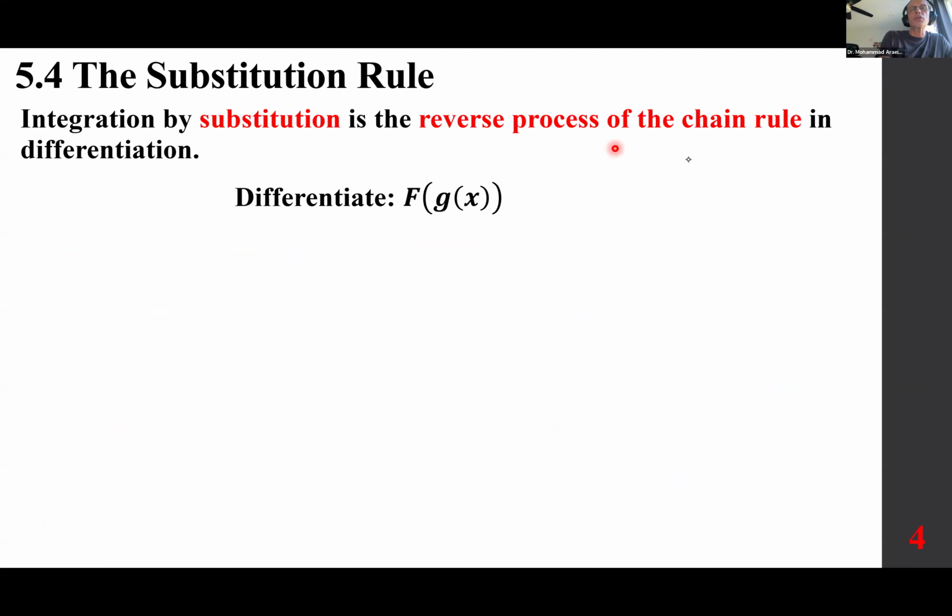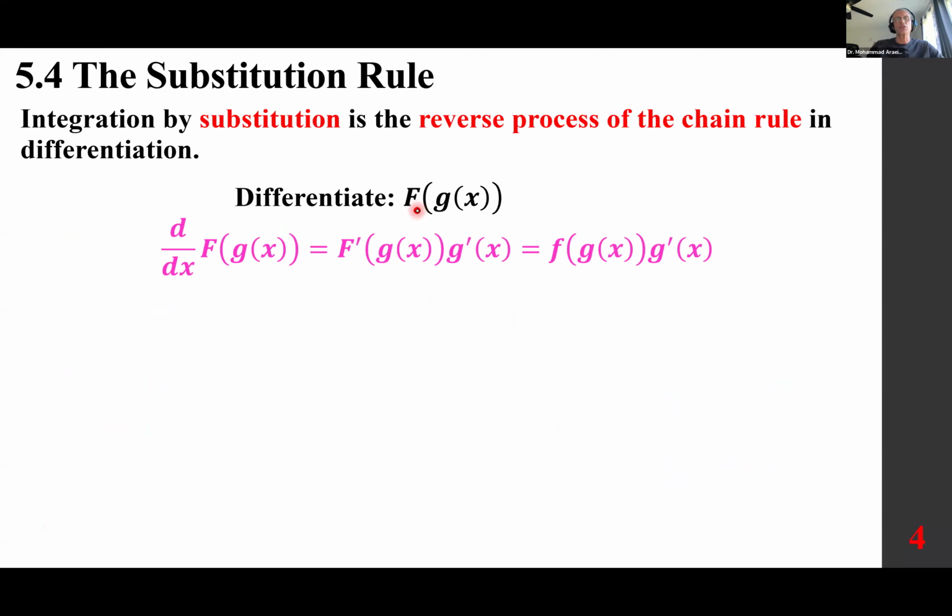Integration by substitution is the reverse process of the chain rule in differentiation. So let's differentiate this composite function capital F of g of x. It becomes capital F prime of g of x times g prime of x. Now, normally capital F prime is lowercase f, so we can replace it with f of g of x, g prime of x. Therefore, if I integrate the right side times dx, of course, I get the left side, capital F of g of x. It's just a simple proof.